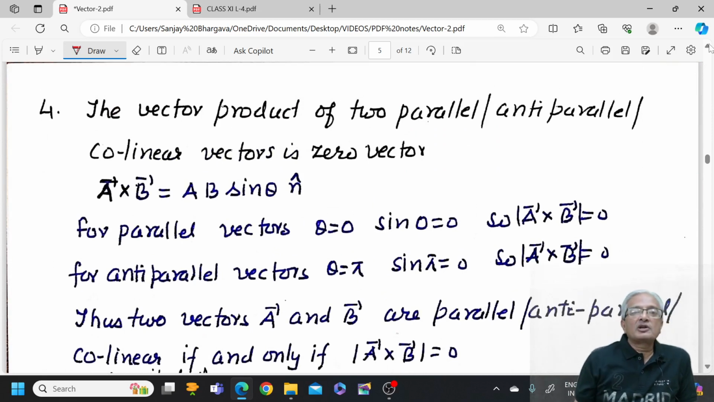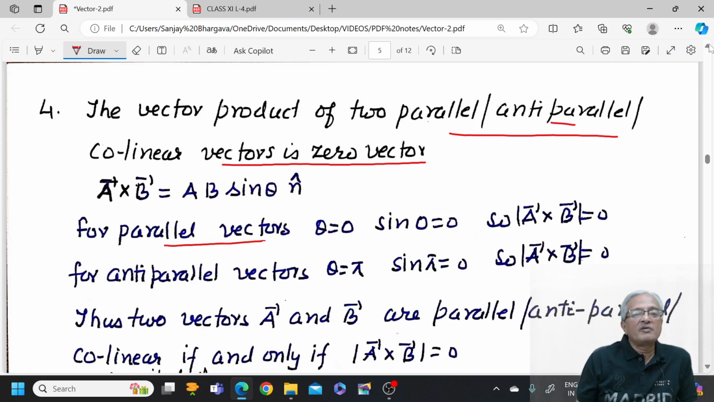The vector product of two parallel, anti-parallel or collinear vectors is the 0 vector. Parallel means theta is 0, so sine 0 would be 0. Anti-parallel, theta is 180, so sine 180 would be 0. Collinear means theta is 0. In all the cases, the resultant would come out to be 0.